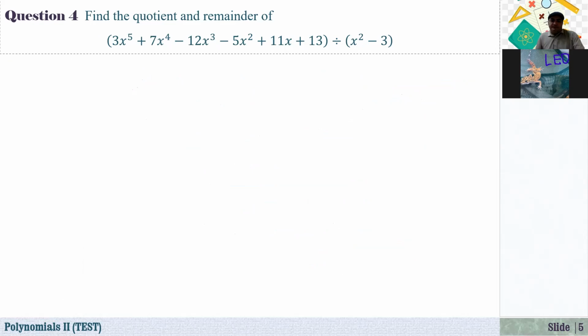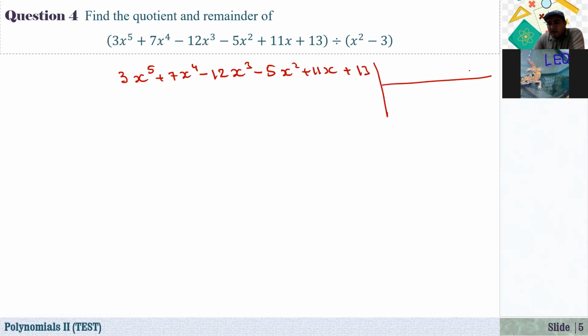Find the quotient and remainder. 3x to the power of 5 plus 7x to the power of 4 minus 12x cubed minus 5x squared plus 11x plus 30 is divided by x squared minus 3. Okay, again, since the divisor is not linear, we better use the long division method. So here we have 3x to the power of 5 plus 7x to the power of 4 minus 12x cubed minus 5x squared plus 11x plus 30. And that is divided by x squared minus 3.